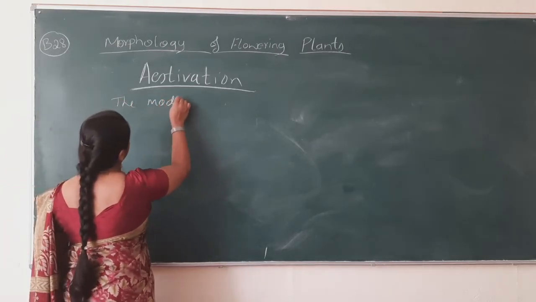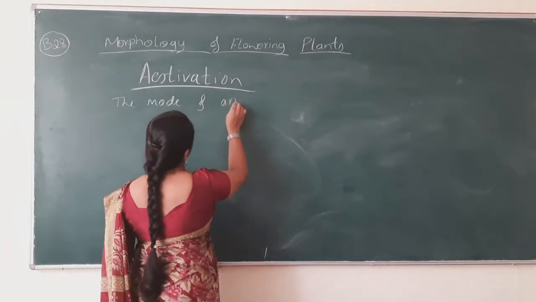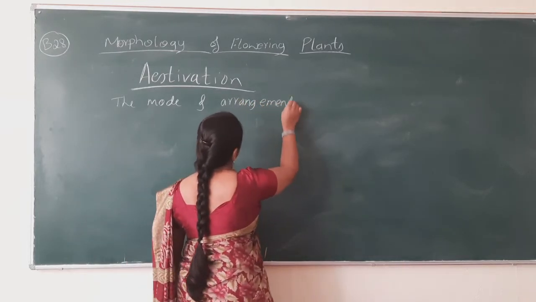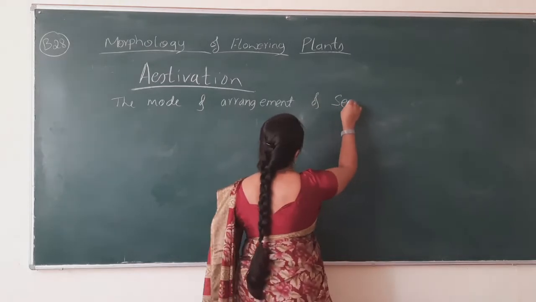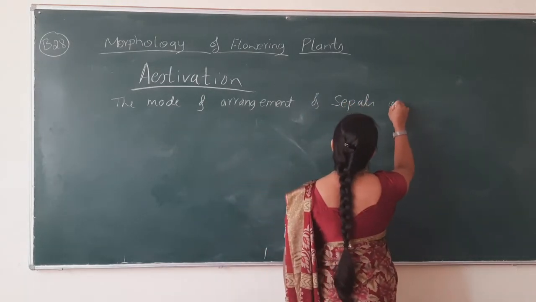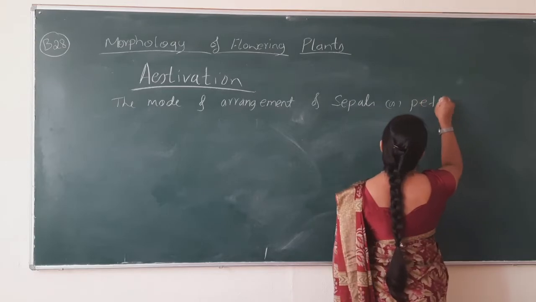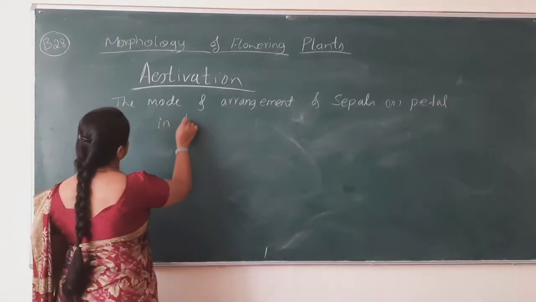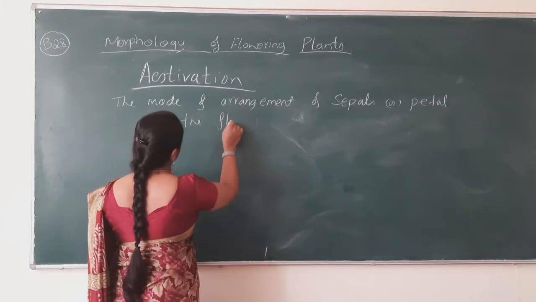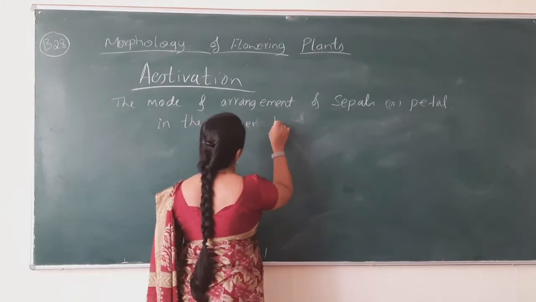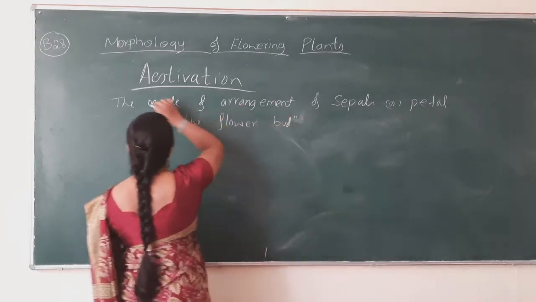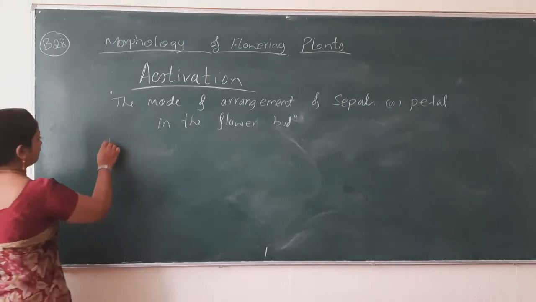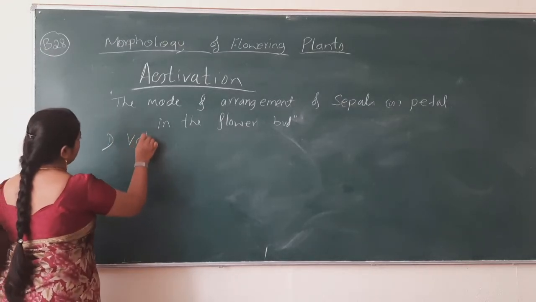The mode of arrangement of sepals or petals in the flower bud. It is known as estivation. It consists of 4 types.